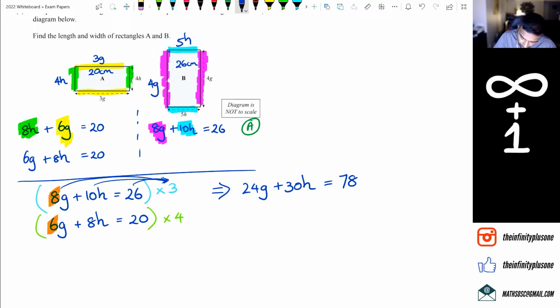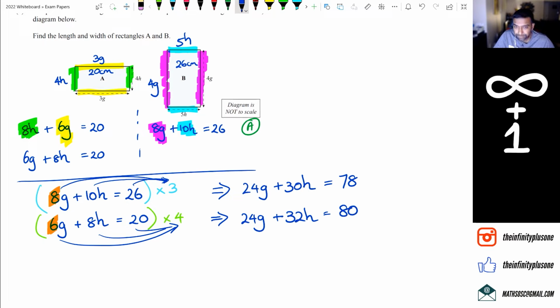As for the bottom equation, we've got 6 times 4, 8 times 4, and 20 times 4. So 6 times 4 is 24g. 8 times 4 is 32h. And then 20 times 4 is equal to 80.